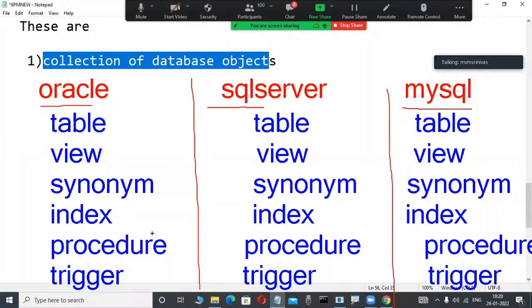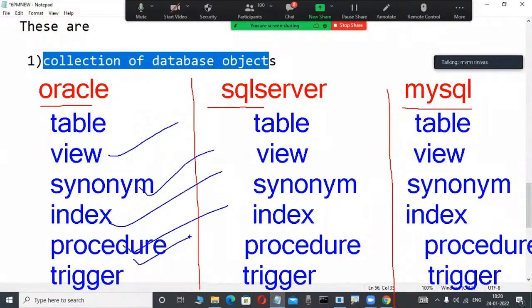But unfortunately, if you are a first-time newcomer, you may not know the purpose of each. What is the purpose of a view? Of a synonym? Of an index? Of a procedure? Of a trigger? If you have an idea where we are using these in one relational data model product, that is enough.